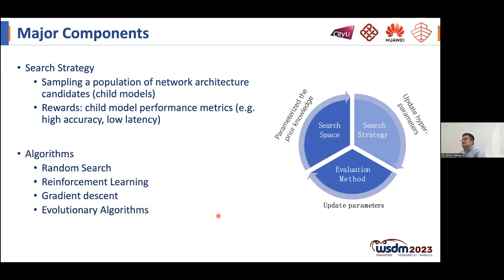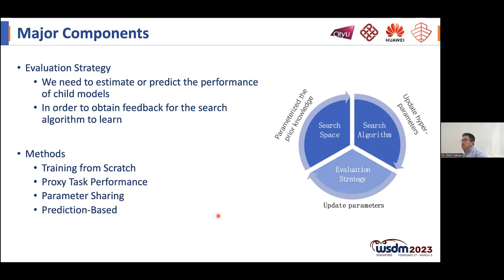The second one is the search strategy. A search strategy will sample a set of neural architecture candidates, which we usually call child models. And it receives the child model performance as the reward, such as high accuracy or low latency. And it's optimized to generate higher performing child networks, child models.